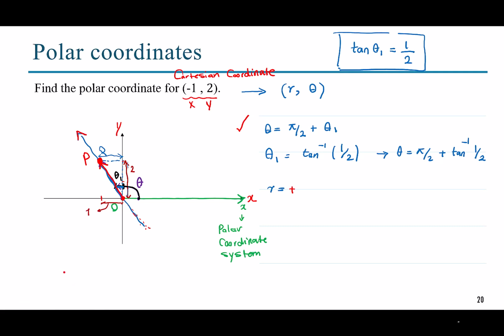And then using this graph, I know that my r is the square root of 1 squared plus 2 squared, which is this value. That means that my coordinate in the polar coordinate system is positive square root of 5 and this.